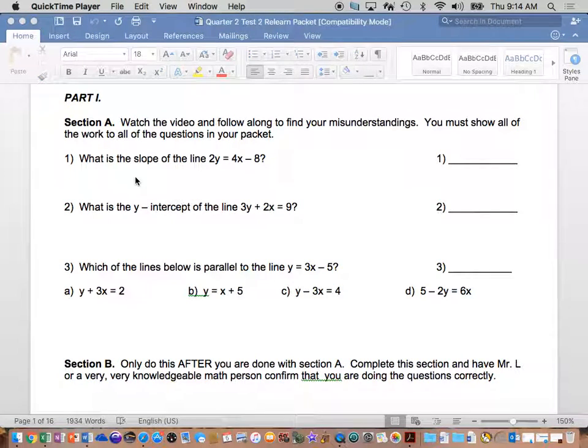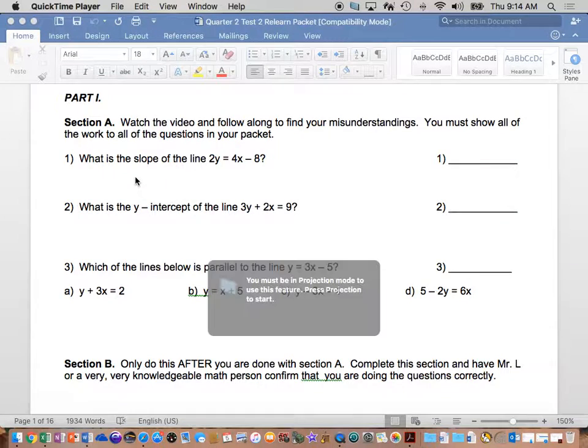On this Relearn packet, I'm going to do all of the section A's, and you can use the slider on the bottom of your screen to get to whichever sections you need to go over. So the first section here deals with lines and slopes and y-intercepts and so on and so forth. So what's the slope of the line 2y equals 4x minus 8?